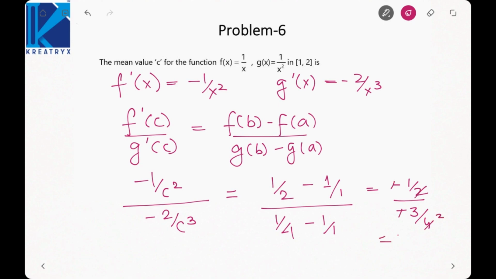So it becomes 2 by 3. This will become c, so it will be c by 2 equal to 2 by 3. So c will come out to be 4 by 3. And as you can see, 4 by 3 is actually 1.33, which is lying between 1 and 2.